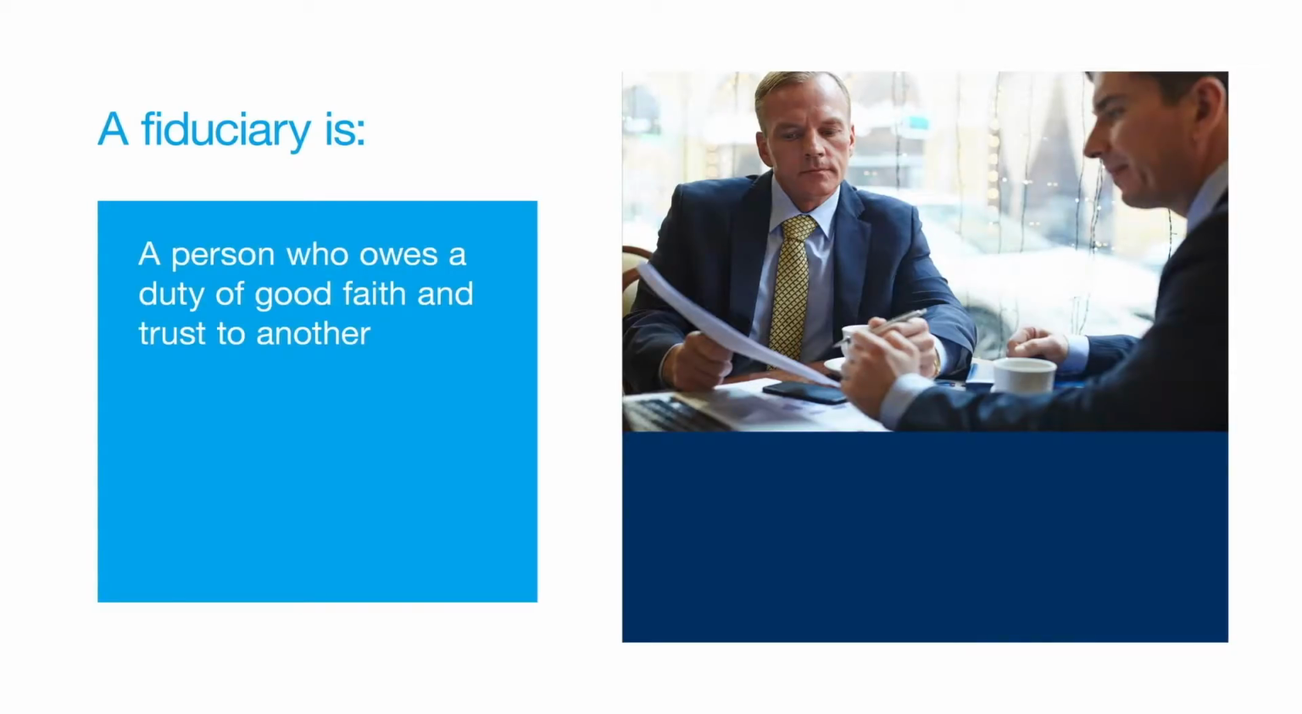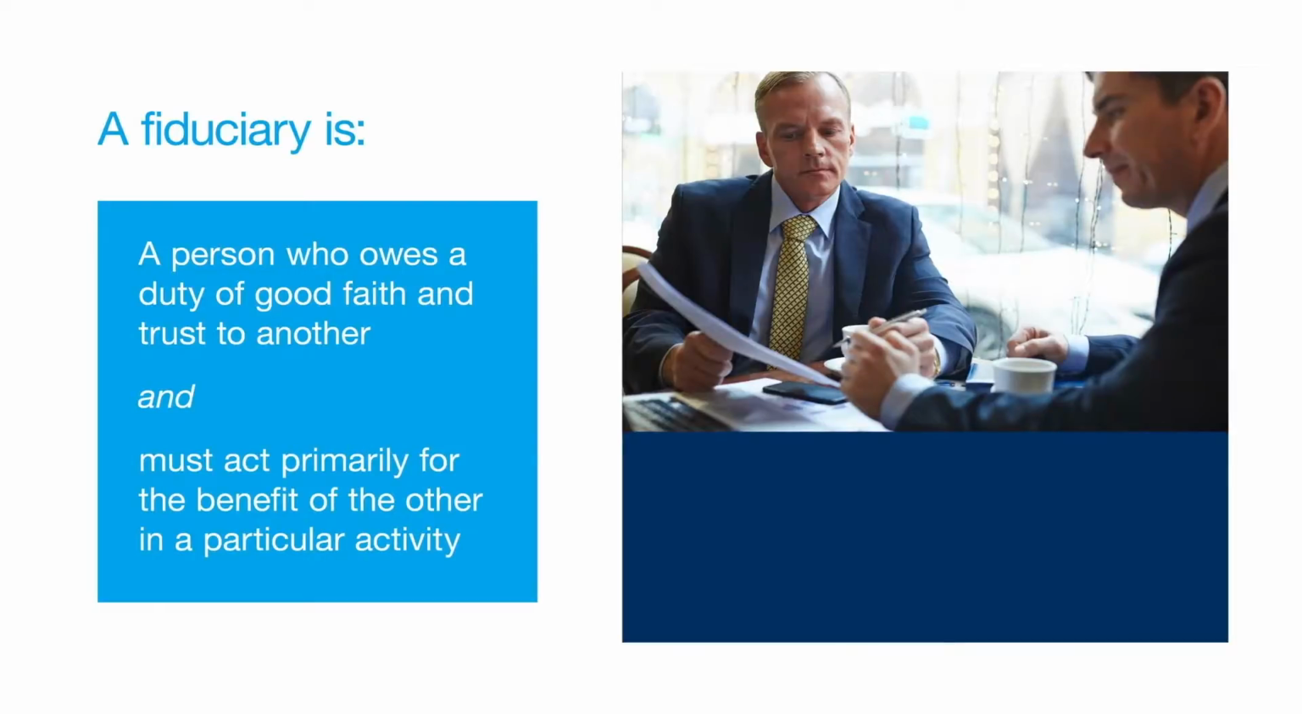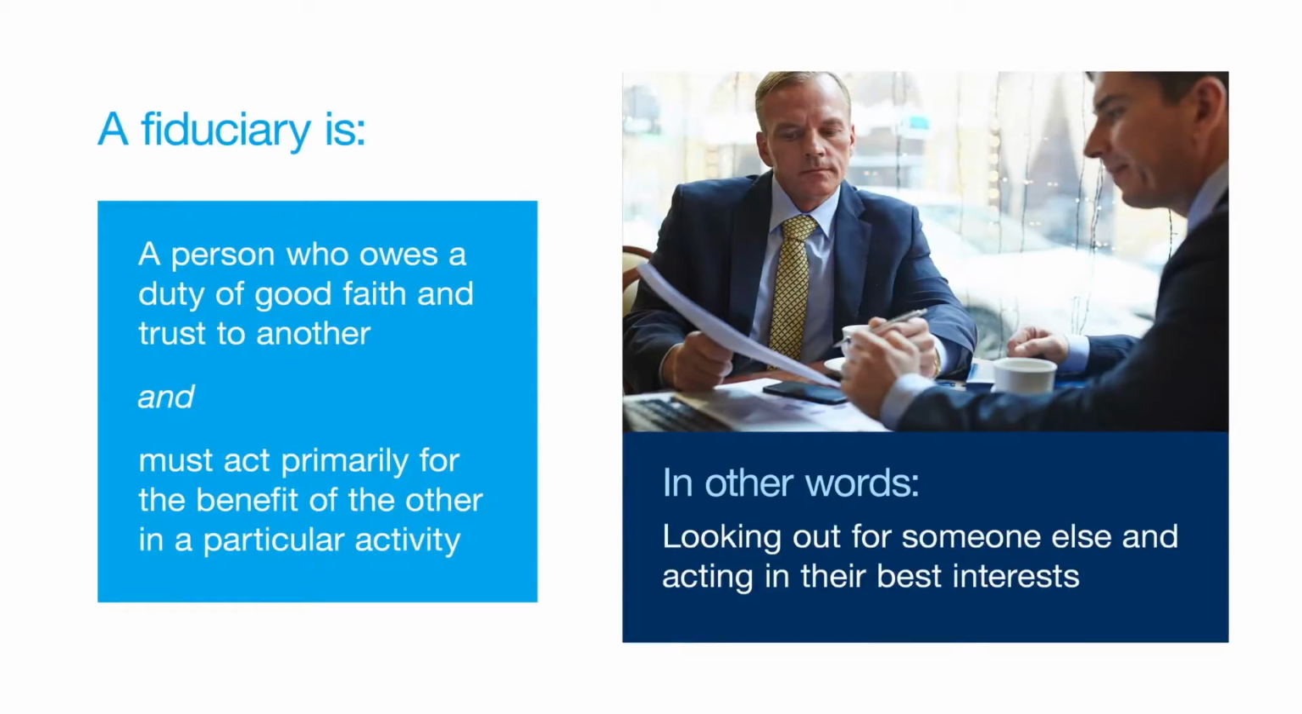We'll start with a pretty standard definition of a fiduciary. It's a person who owes a duty of good faith and trust to another and must act primarily for the benefit of the other in a particular activity. What does this mean in less formal terms? A fiduciary looks out for someone else, usually in regard to their assets. Essentially, there are two aspects to being a fiduciary: legal and ethical. It involves the highest legal duty of one party to another, and it also means being bound ethically to act in the other party's best interests. In other words, to always strive to do the right thing by them.